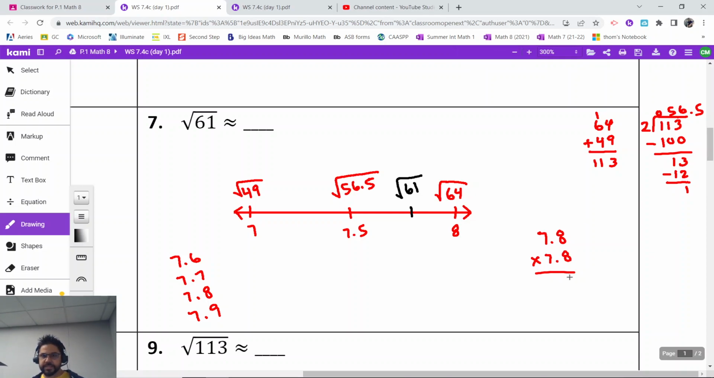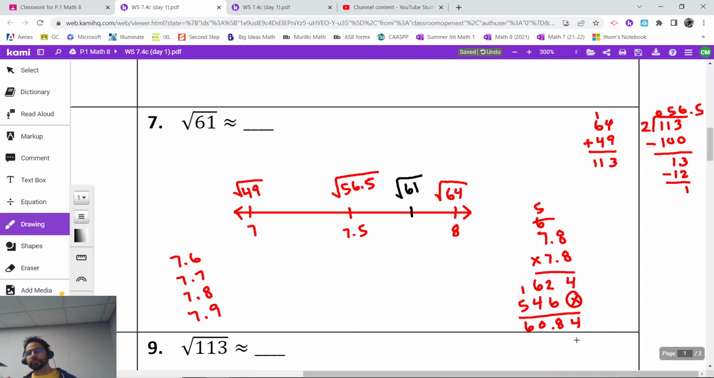So let's see. 8 times 8 is 64. 8 times 7 is 56, plus 6 is 62. 7 times 8 is 56. 7 times 7 is 49, plus 5 is 54. 4, 8, 10, 6. Oh, look at that.